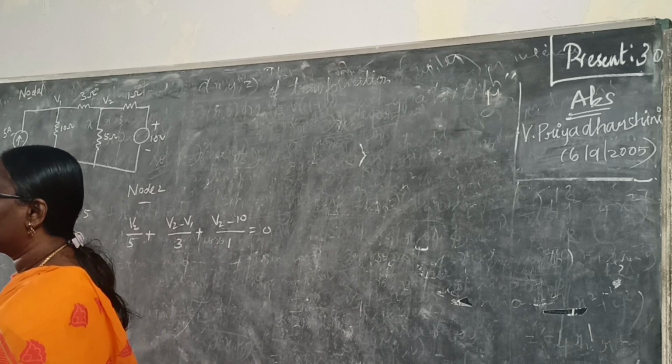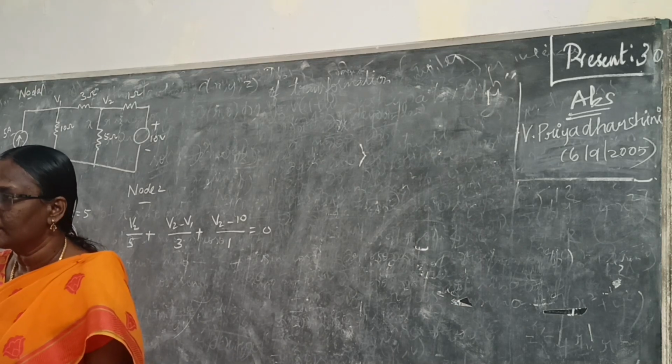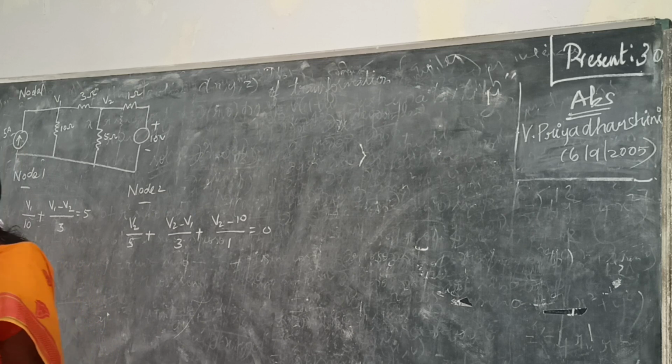Now you are going to reduce these two equations, find V1 and V2, and then find the current through each element. What is the question? For the given circuit, find the current through all the elements using nodal analysis.